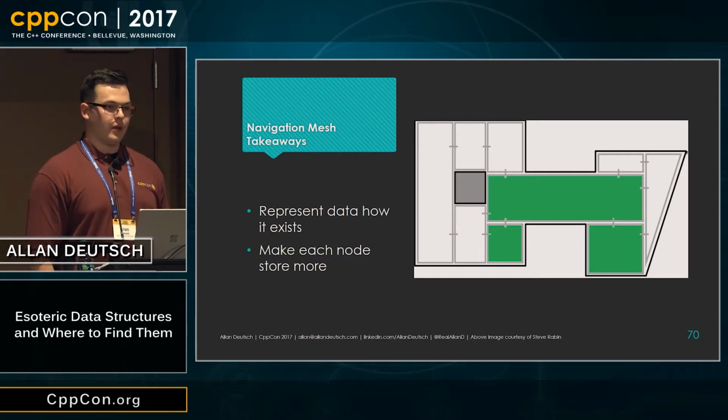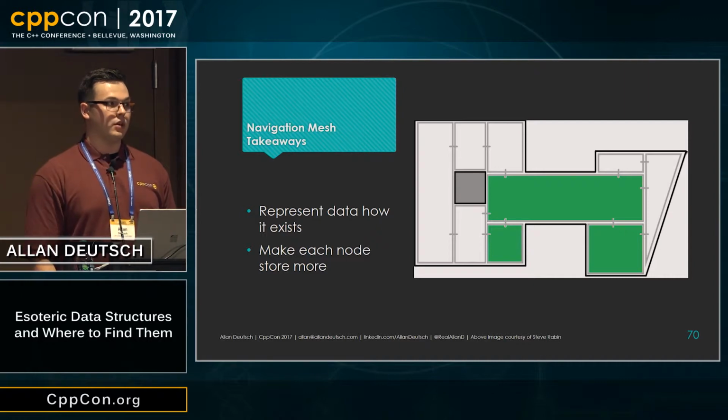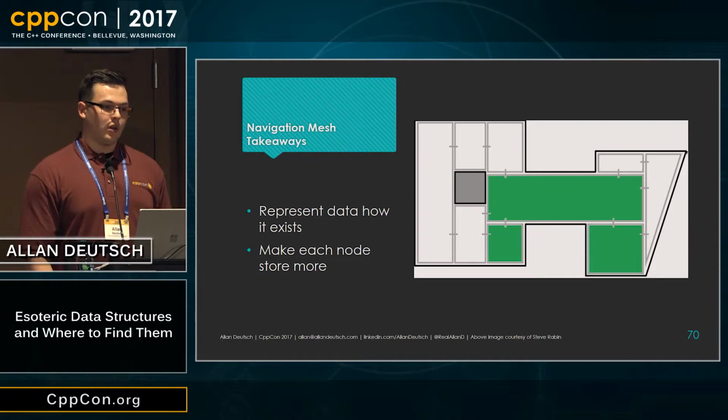So the big takeaways from a navigation mesh are that it represents the data in the way that it exists better. And so that's something that we can keep in mind as we build solutions to our own problems. Just because there might be a common representation for similar problems doesn't necessarily mean it's the best way to do it. And in this case, we're able to make each node store a lot more data. Rather than having to have each individual grid cell connected with all those edges, we're able to make much larger ones that cover a big swath of area that's easily traversable with no obstacles between it.